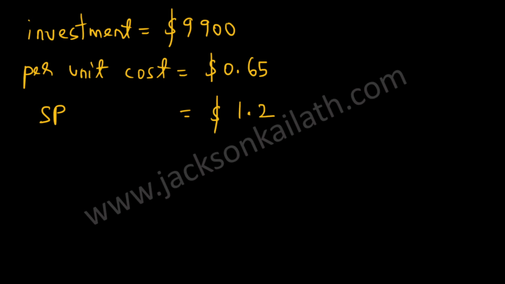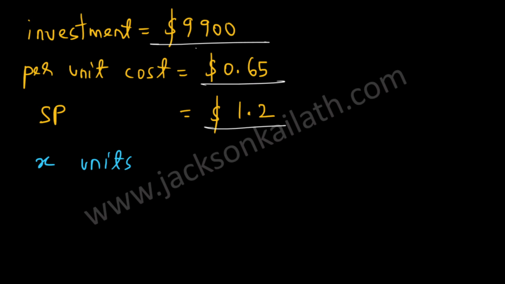In this question, it's given that the investment is $9,900, the per unit cost is $0.65, and the selling price is given as $1.2. Now, we need to find out how many units have to be produced so that the revenue is equal to the total cost. So that's the question. Let's say X units have to be produced.